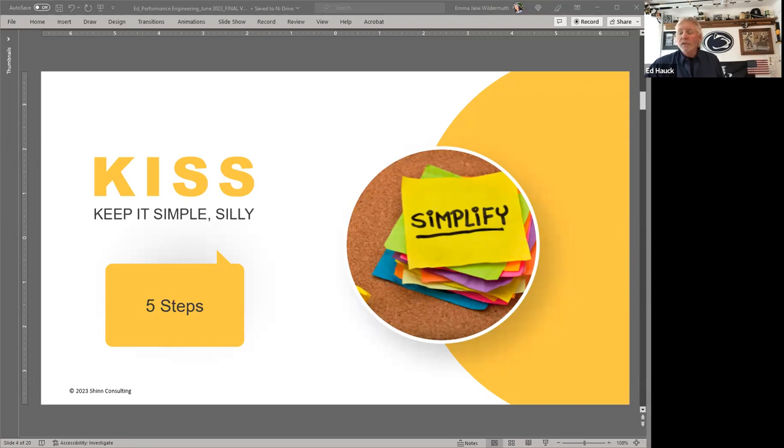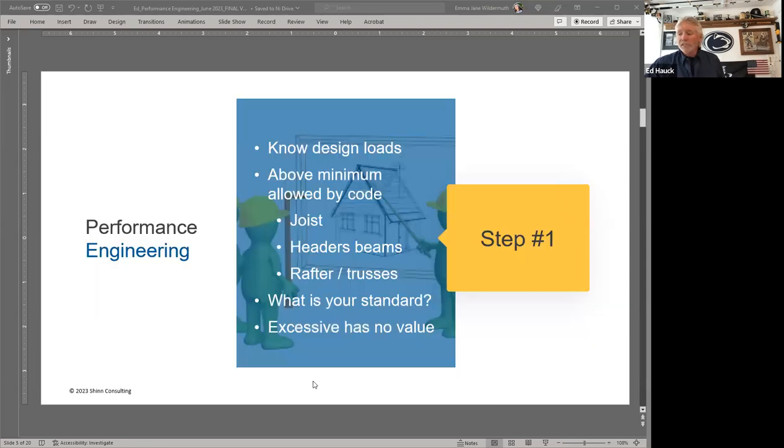So step 1, again, know your design loads. Know what code is. Where is our target? What won't we go below? So you've got to have a good company standard. That goes for joists, headers, beams, rafters, trusses, everything on the structural side. Have a company code and policy.